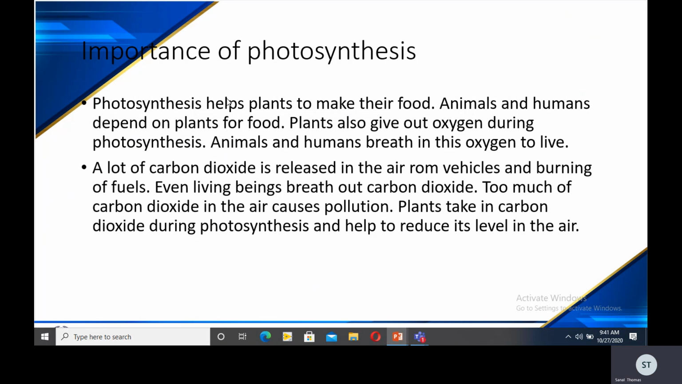Photosynthesis helps plants to make their food. Animals and humans depend on plants for food, right? Plants also give out oxygen during photosynthesis. So animals and humans breathe in this oxygen to live.